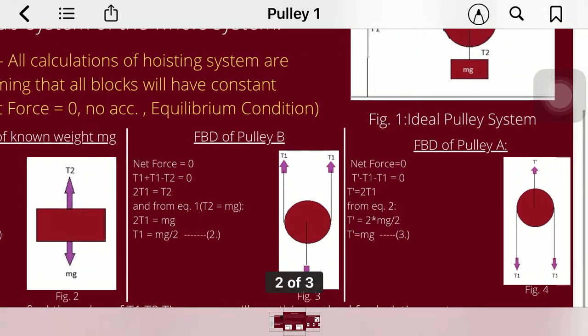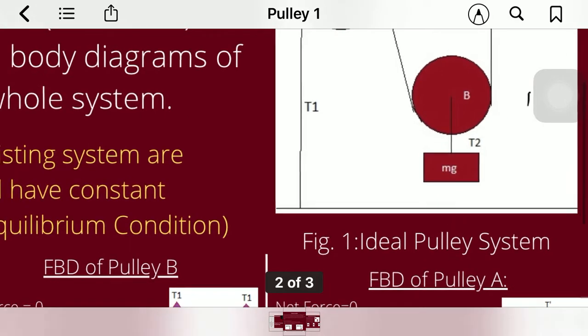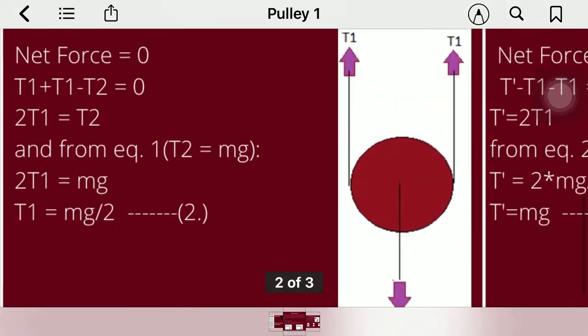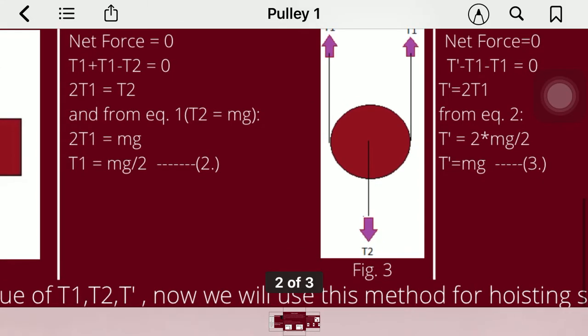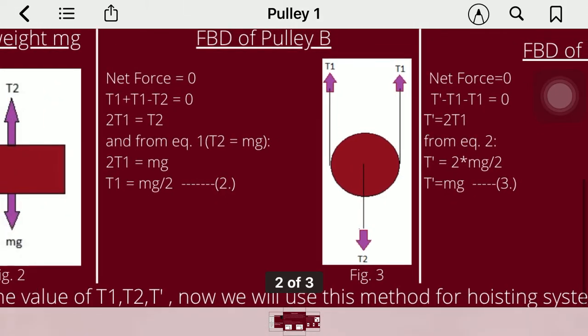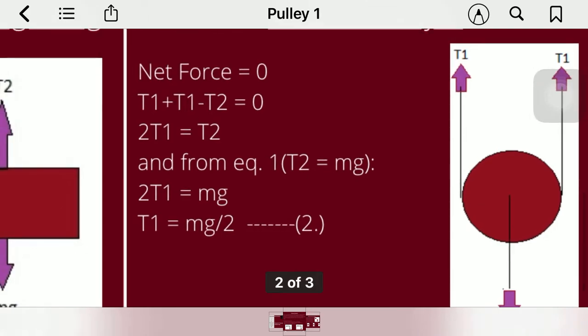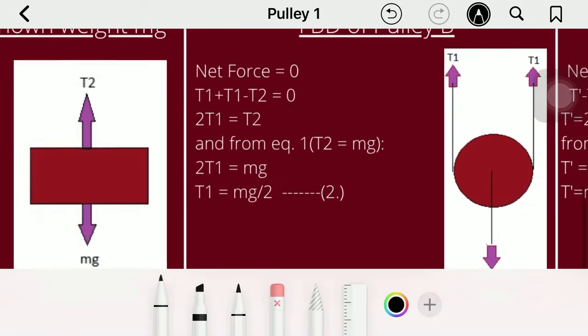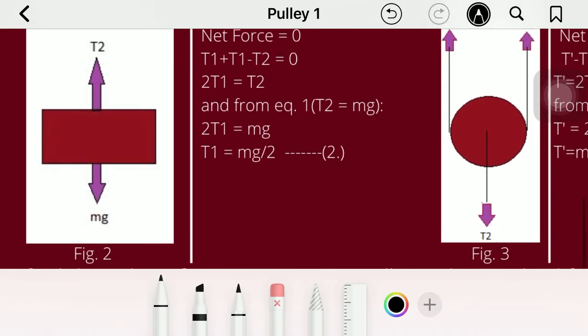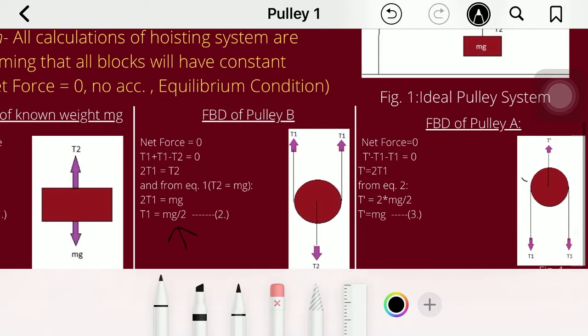Okay guys, now we will draw the FBD of pulley B. As you can see here, two tensions T1 and T1 are acting upward and the tension T2 is acting downward. So taking the upward direction as positive and downward as negative, we come to this conclusion: 2T1 equals T2, and from equation 1, T2 equals mg, we came to the conclusion that T1 is equal to mg by 2. Okay, now we have the values of T2 and T1.